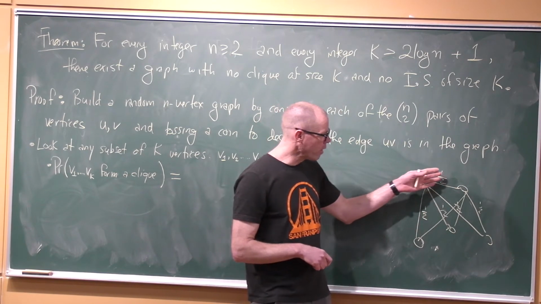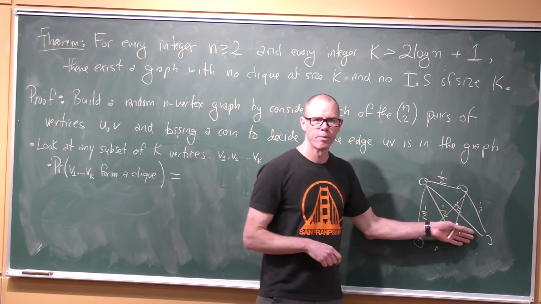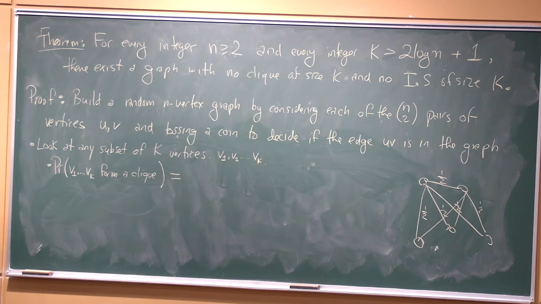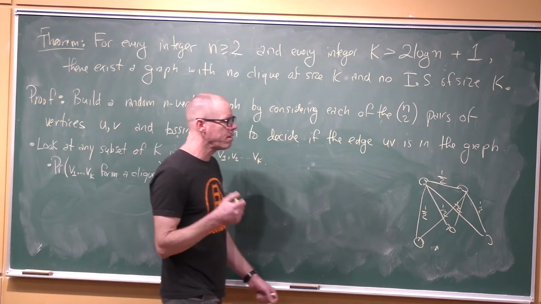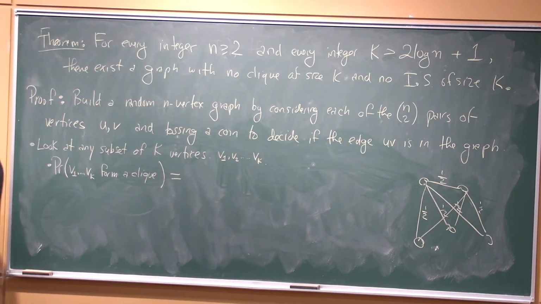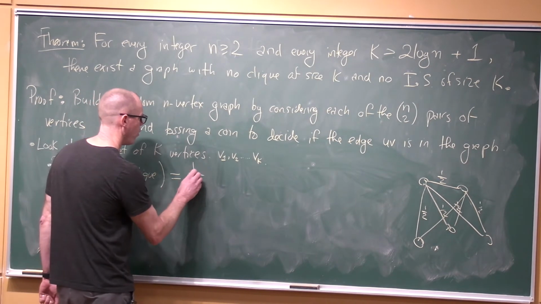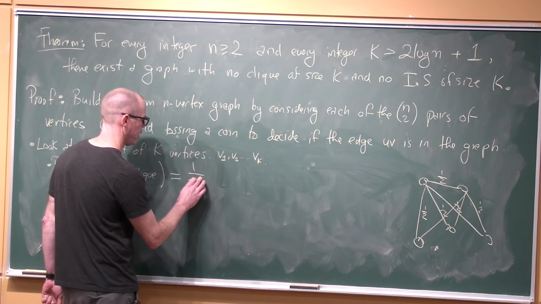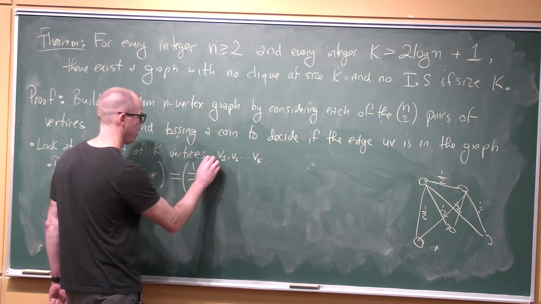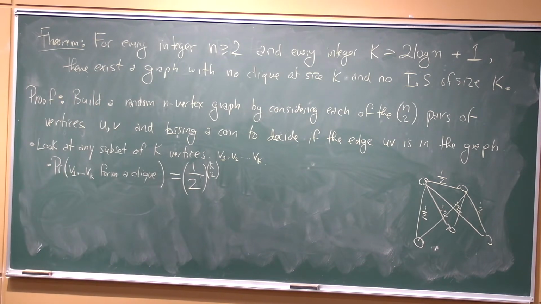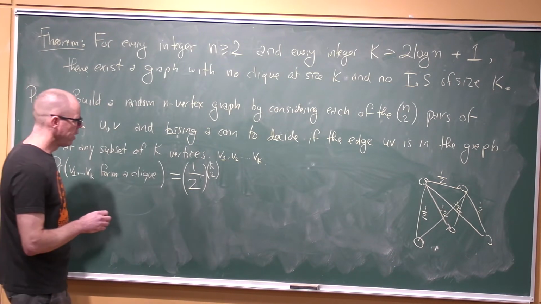So how many pairs are there if there's k vertices here? K choose 2. And that means there's k choose 2 coins, all of them came up heads. What's the probability that that happens? So that is 1/2 to the k choose 2.